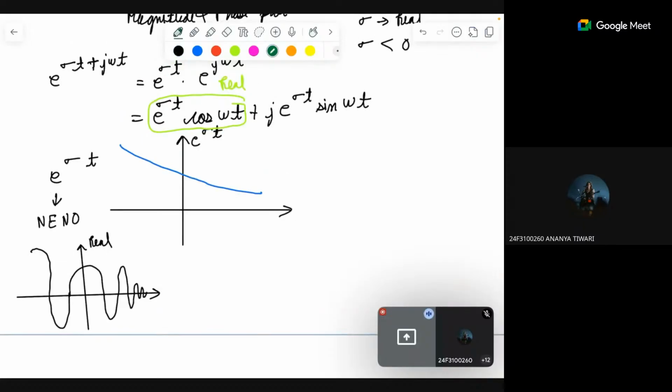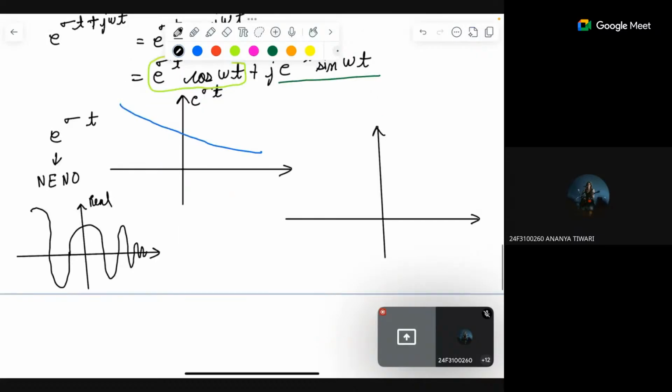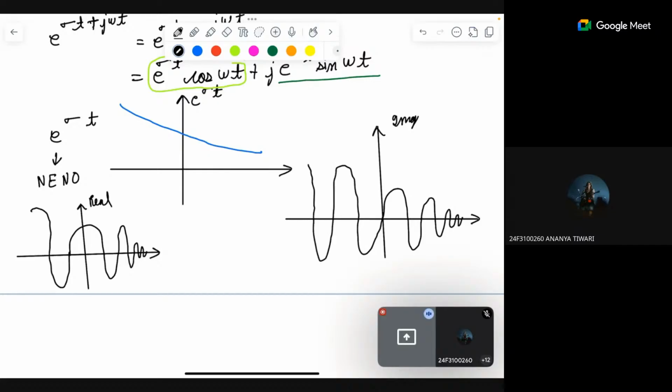Now if we look at the imaginary part, it is e raised to the power of sigma t, a decaying exponential, but we have sine, so it will be a decaying sine. So sine is like this, decaying, and on the negative side, because the amplitude is increasing. So we have drawn the real and imaginary parts.